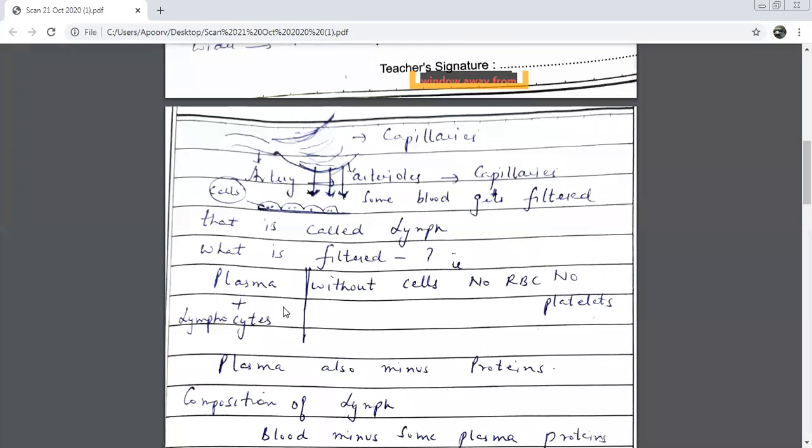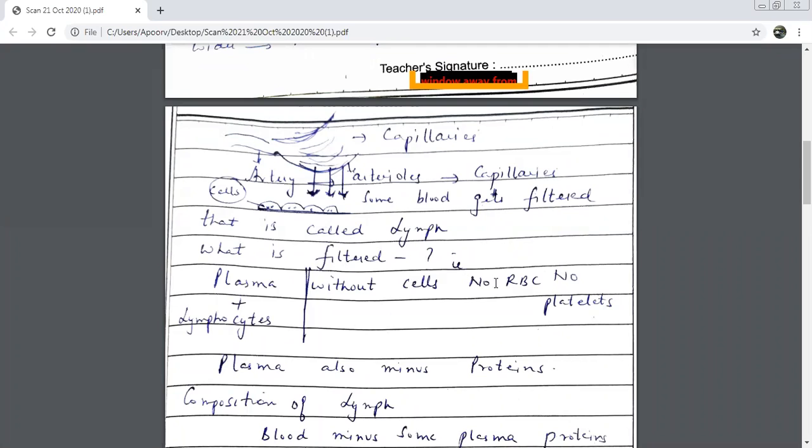Plasma and lymphocytes. Remember, no RBC filters out, no platelets filter out. It is only plasma and lymphocytes. Only what is filtering out is plasma plus lymphocytes. And I told you that what filters out and comes outside is lymph.